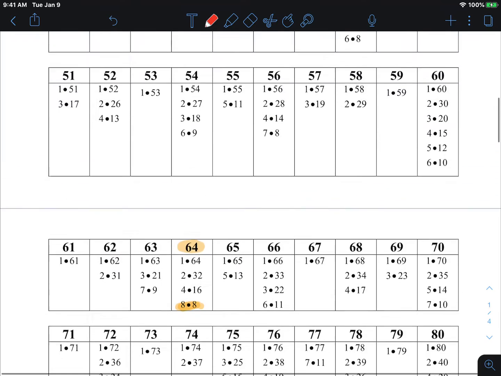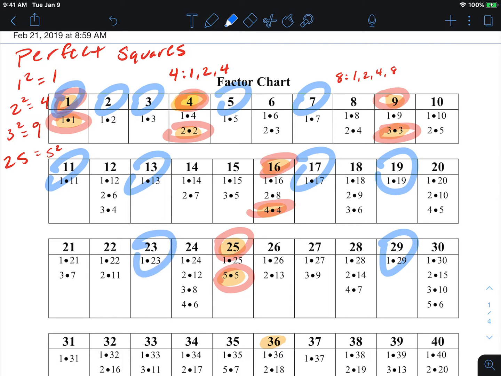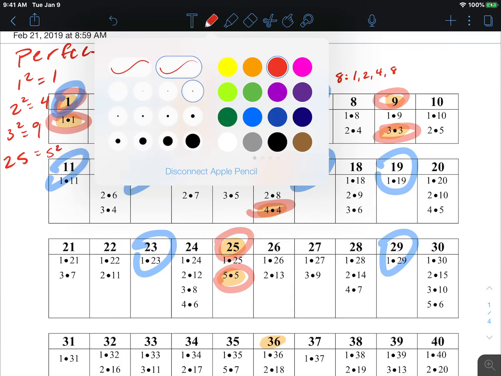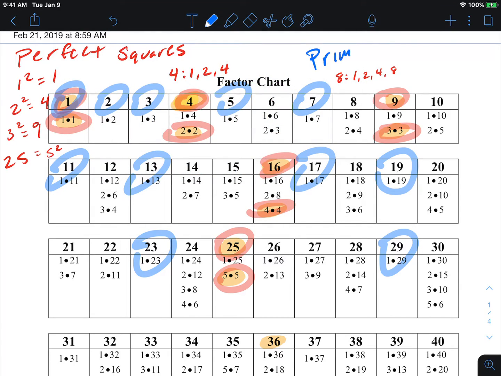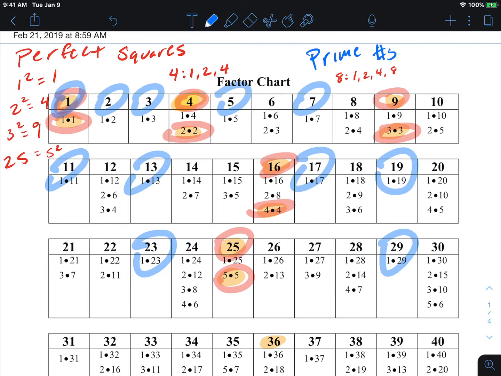Oh, just a quick note, going back up to our numbers there. Number 1, number 2, number 3, number 5, number 7, 11, 13, 17, 19, 23. Those are all what? Prime numbers. Okay, so those are prime numbers that only have factors of 1 and themselves.